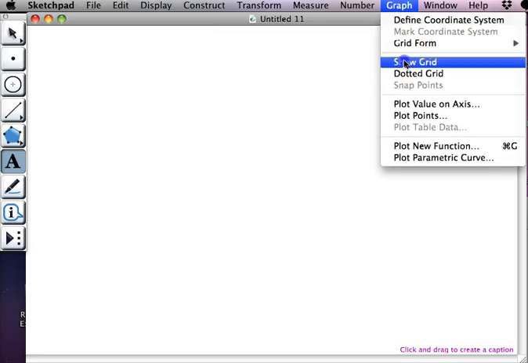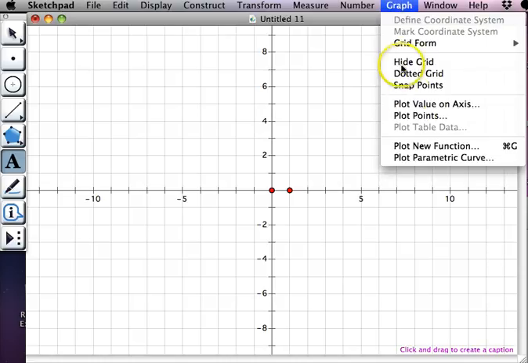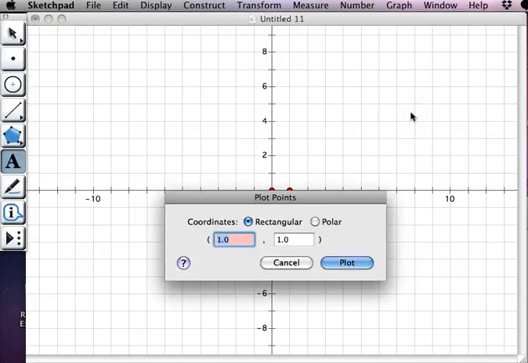So we'll go to Graph and Show Grid. Then we'll go to Graph and we'll plot some points. And the first point looks like it's 0, 0. So we'll plot that one. The next one is at 2, 6 for B. And C is at 4, 2.